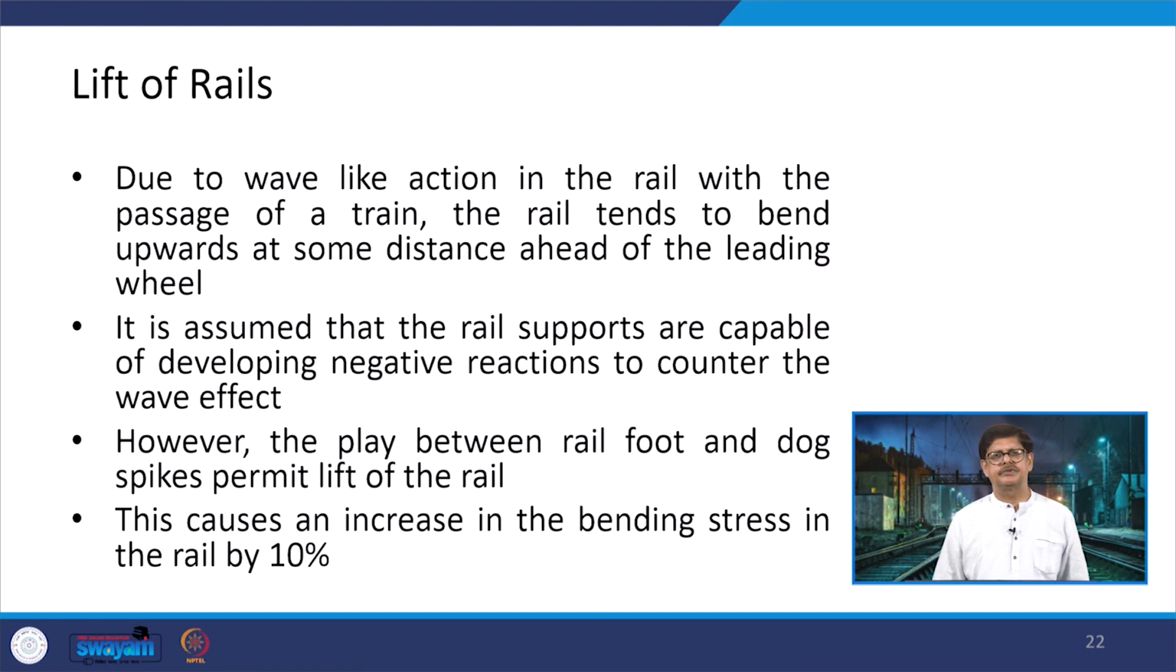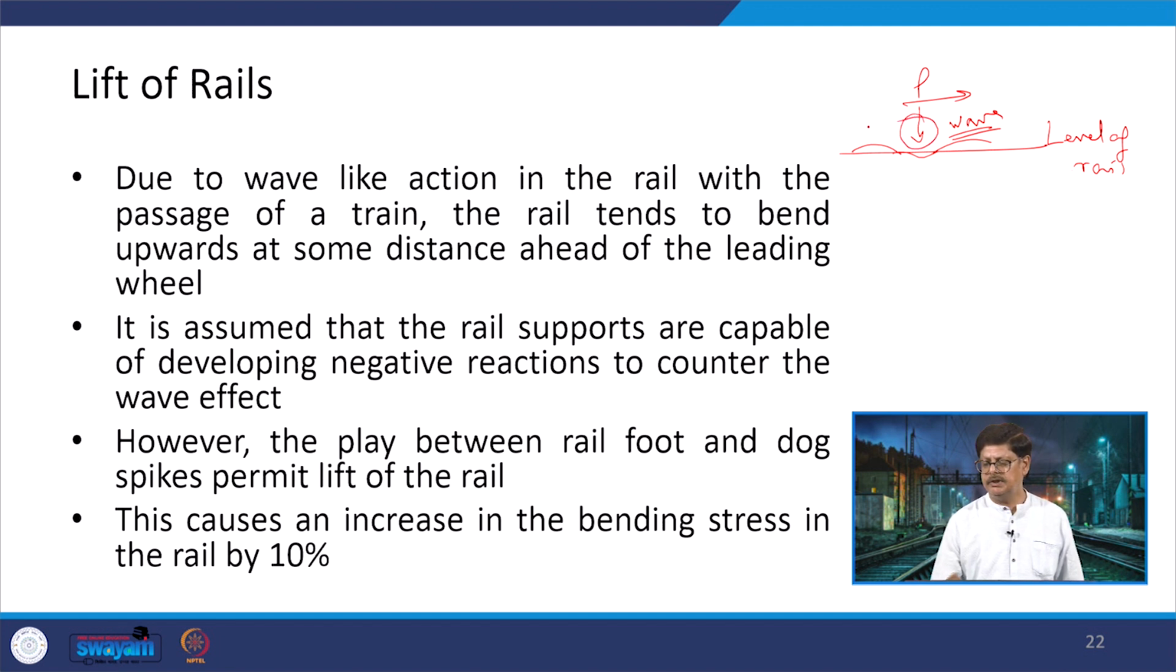The third thing which we were supposed to discuss is the lift of rails. Now, we have discussed that because of the wheel there is a depression, but then the depression goes forward in this form, or maybe at the backward side also it goes in this form, with respect to the level of the rail. So, we have this as a level of rail, and then the wavy pattern is getting created because of the application of the load which is moving. So, due to the wave-like action in the rail and the passage of the train, the rail tends to bend upwards at some distance ahead of the leading wheel.